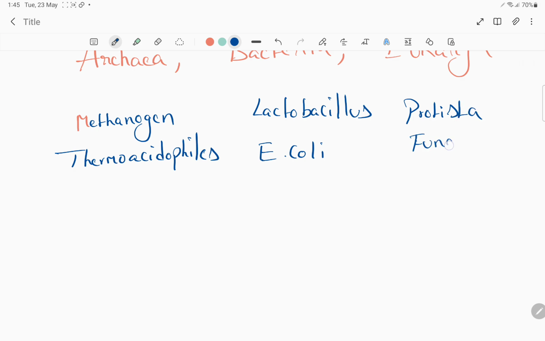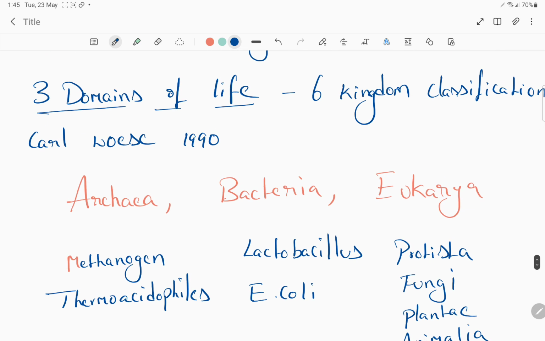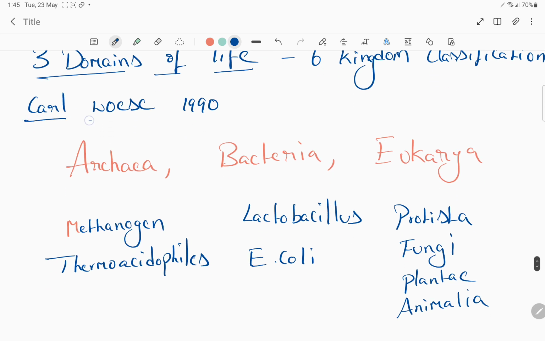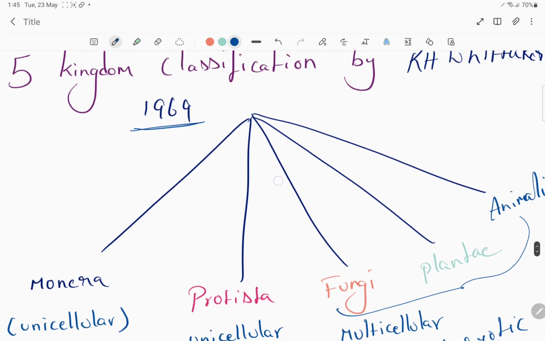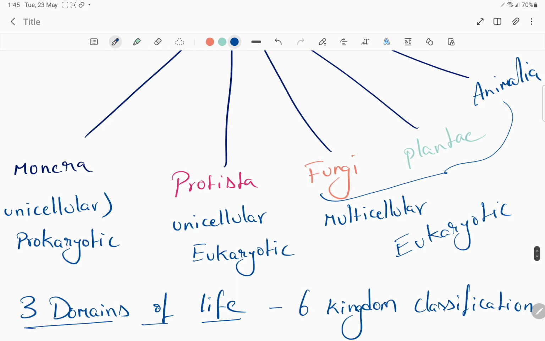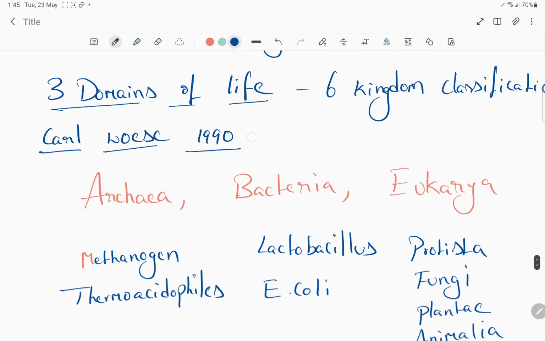And eukarya: all Protista, Fungi, Plantae and Animalia are included under eukarya. So this is the three domains of life, the six kingdom classification, given by Carl Woese in the year 1990. In 1969, the classification given by R.H. Whittaker is the five kingdom system of classification.